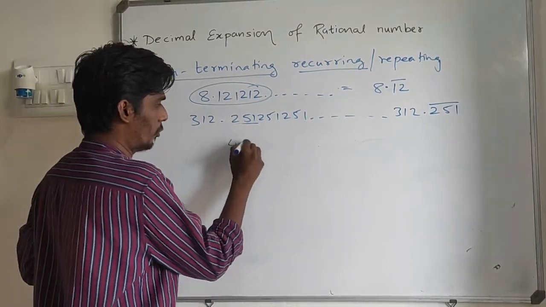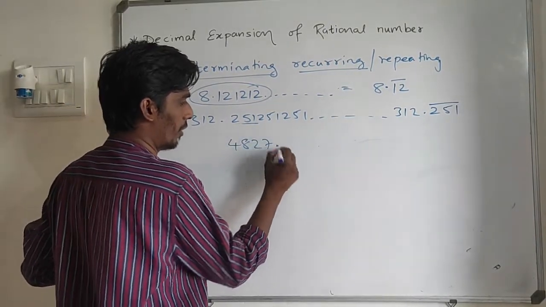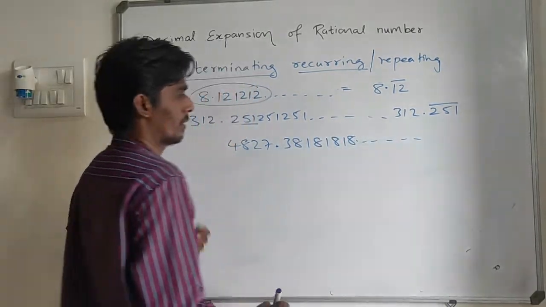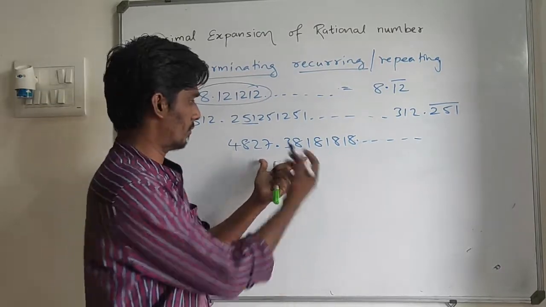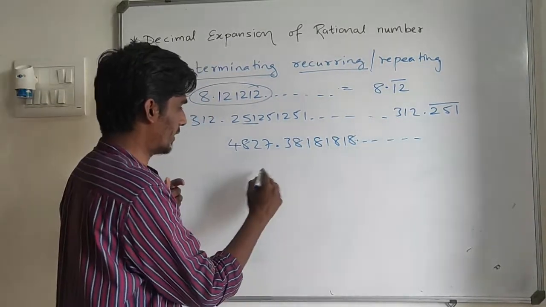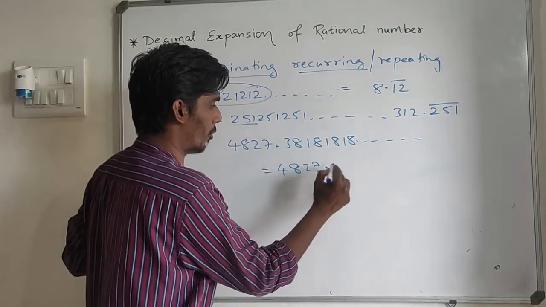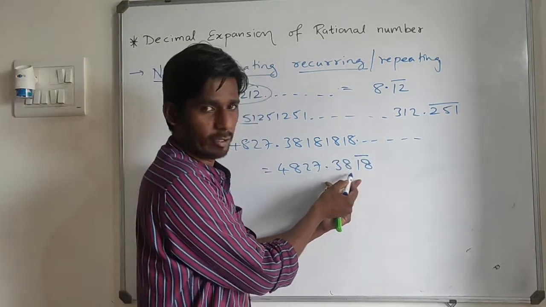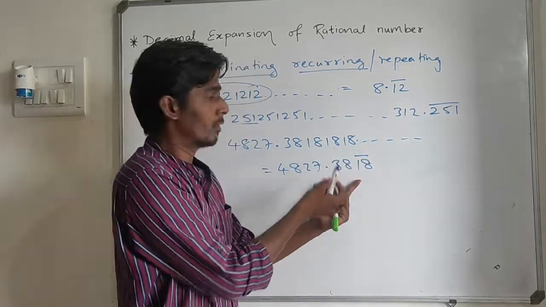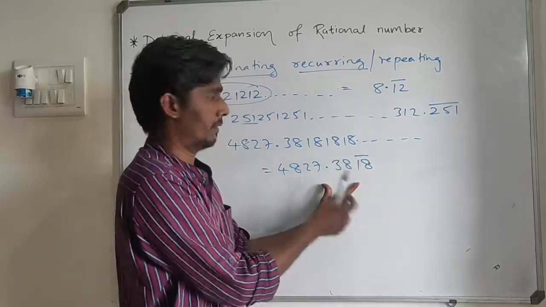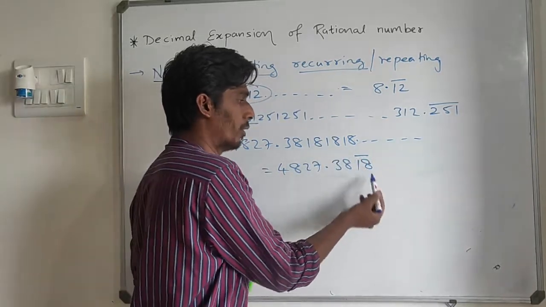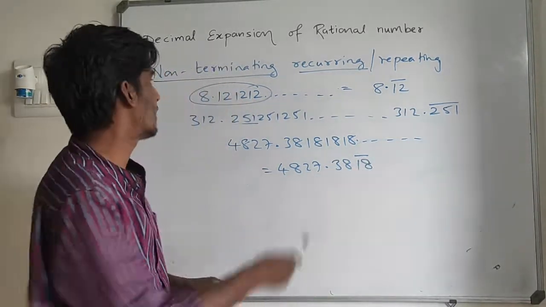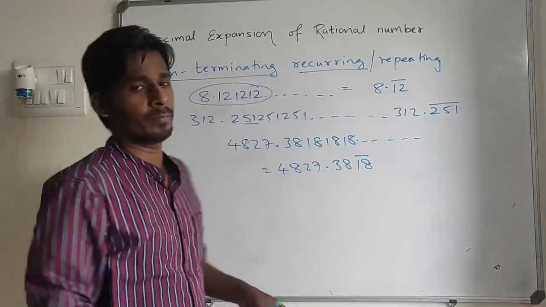Now suppose I write 4827.38181818 dot dot dot. If I want to write this number in bar form, how am I going to write it? 4827.3818 bar. Bar will not come on 3 and 8 also. It will come only on the repeating number. The number which is repeating, the bar will come over that. So here 1818, so the bar will be on 1 and 8 only, not on this 3 8. So this is the way we can represent any number as non-terminating recurring.